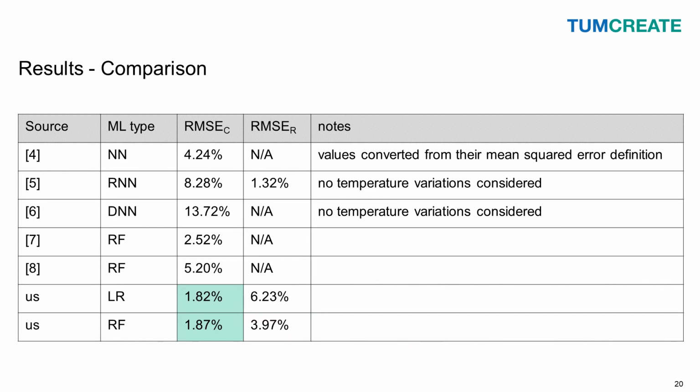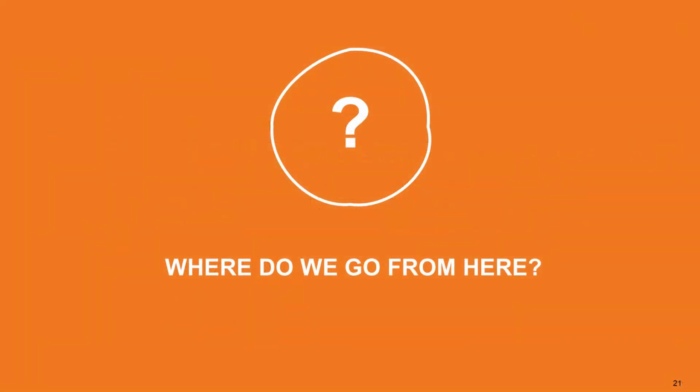So for the internal resistance, we had one publication which was closer than ours, but with our machine learning random forest approach, we're not so far off here. So overall, we're quite close.